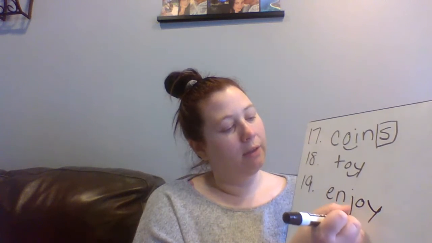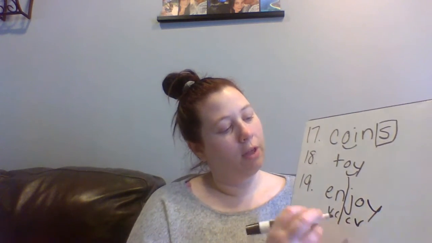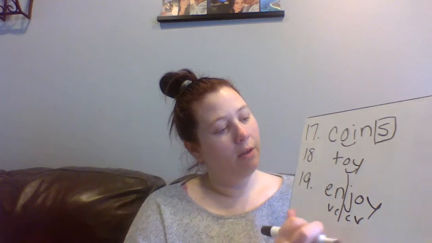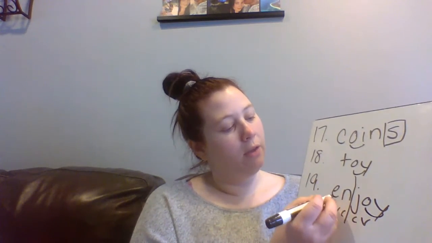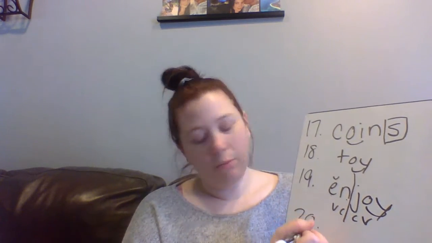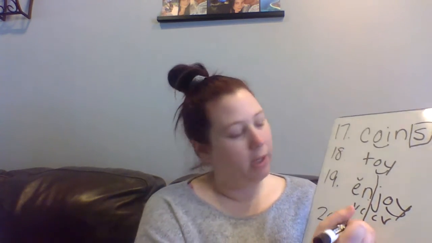Number 19, enjoy. Here we have vowel, consonant, consonant, vowel, so we're going to draw our line to separate the syllables there. And then here we have our diphthong, and then here we have vowel, consonant, so our E gets a breve. Number 20, tomboy.